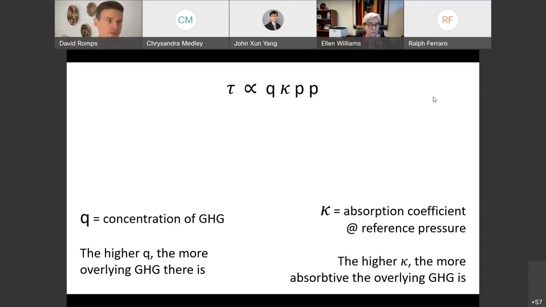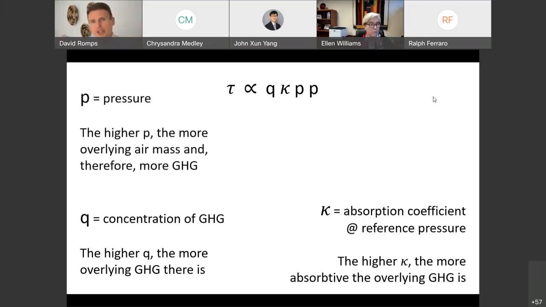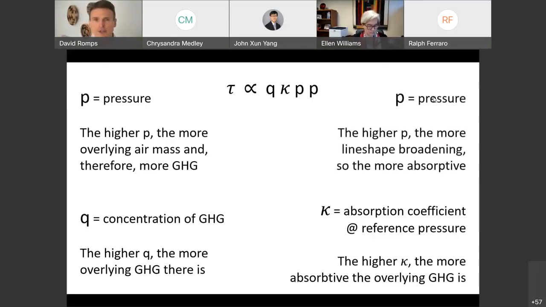And then there are these two factors of pressure. The first factor of pressure is very simple. We just think about hydrostatic balance. The pressure where I am tells me about the mass of overlying air. The more mass of overlying air, the more CO2 molecules there are, and so the higher the tau is where I am. And the second factor of pressure is a little more nuanced.